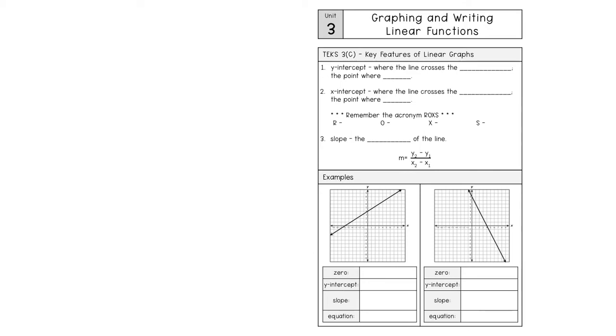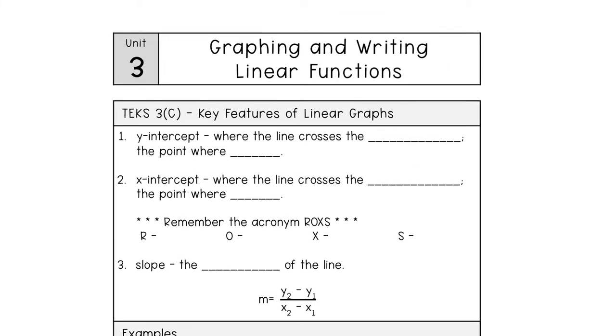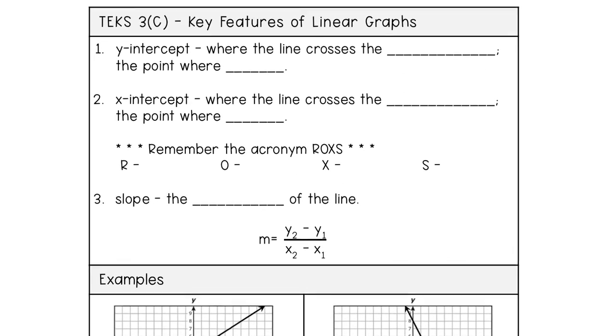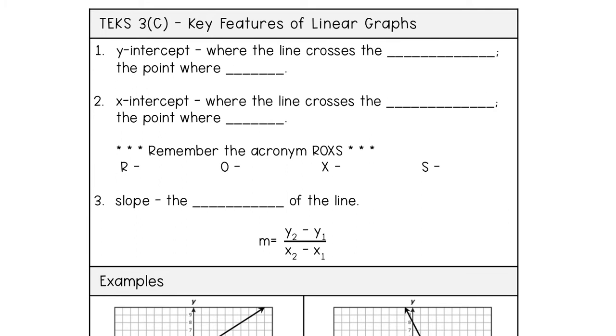Hey everyone, today we're going to review Unit 3, which is about graphing and writing linear functions. So starting with their graphs, there's three main key features that you need to know. The first is the y-intercept, and that's where the line crosses the y-axis. Or you can think of this as the point where x is equal to 0.